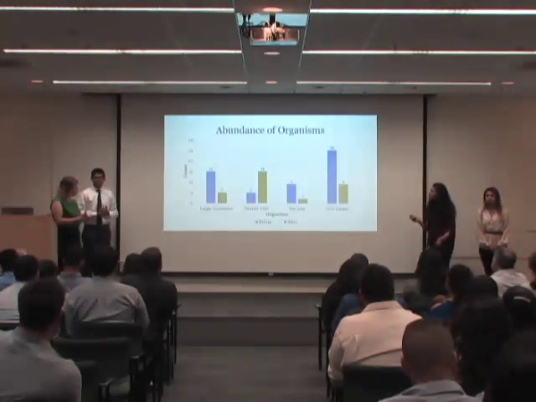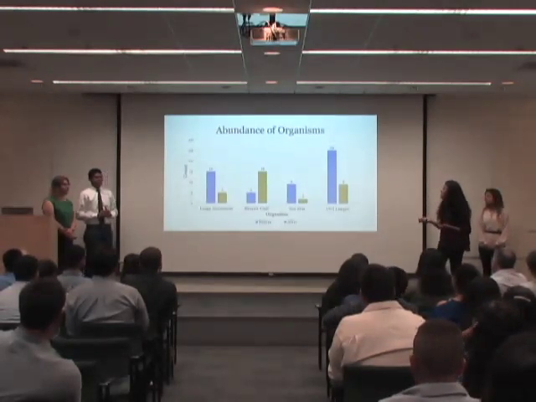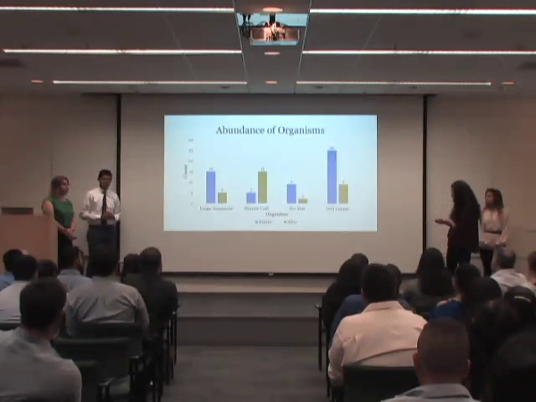This graph summarizes some of the data we collected. On the x-axis, we have the organisms which we counted: the large anemones, hermit crabs, sea stars, and owl limpets.